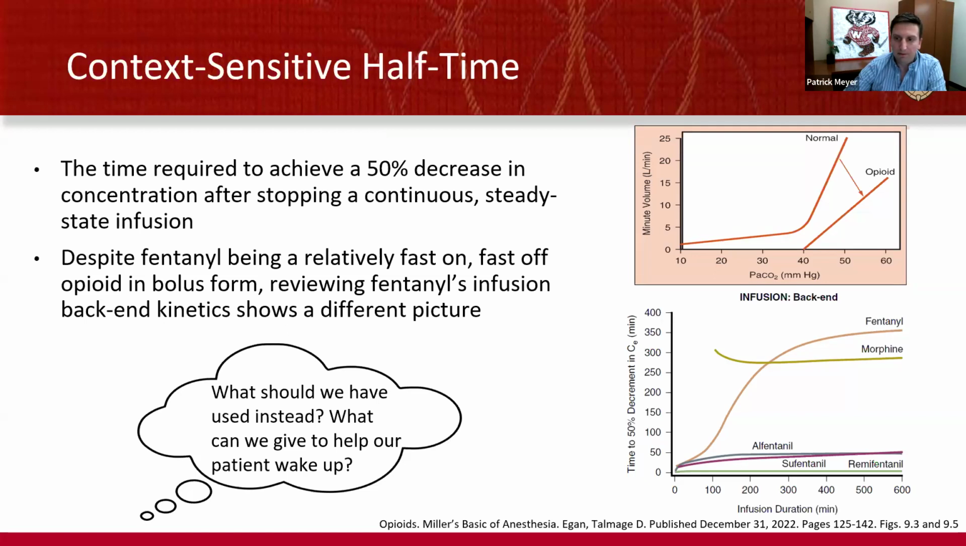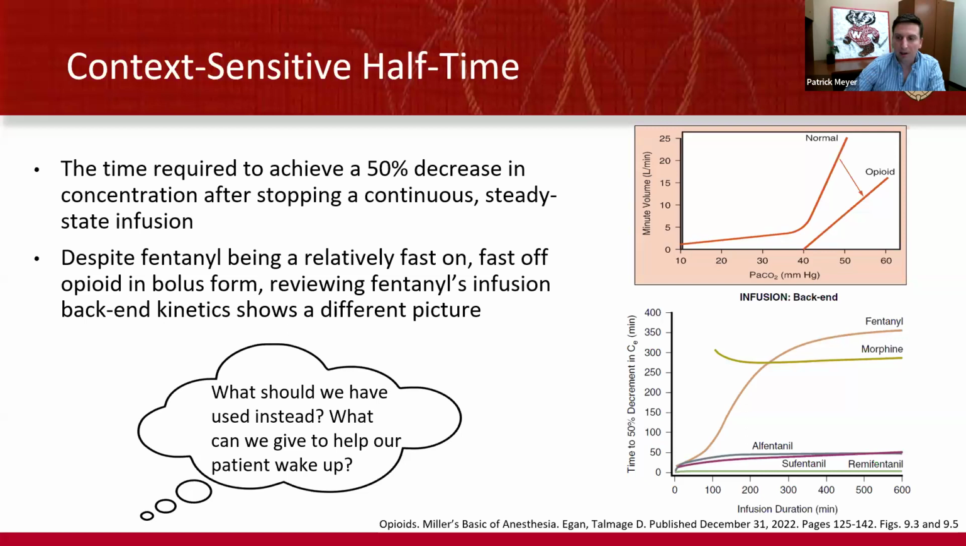So what medication should we have used instead, based on this chart? That might have given us a patient that is motionless without neuromuscular blockade, but goes away quickly despite having an infusion running. Someone says alfentanil, dexmedetomidine. I think those are reasonable options.